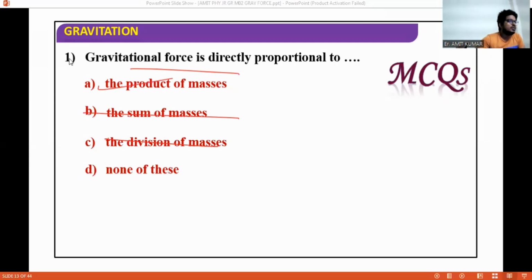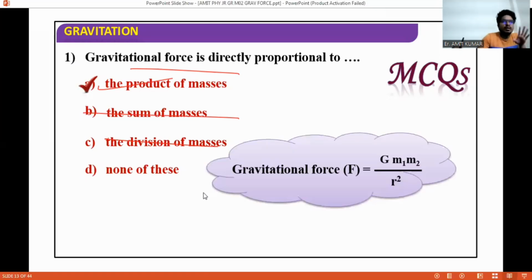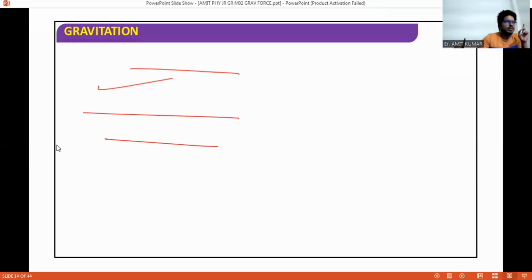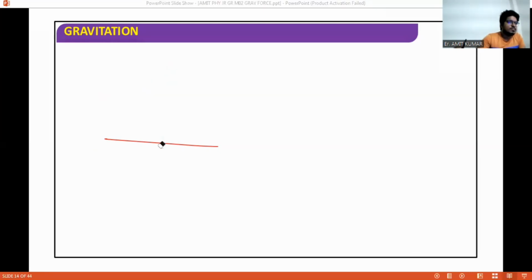We already completed all this, or you already know. It is proportional to M1 and M2. So I hope everything is clear up to here. Anyone having any type of doubt, you can ask me your doubt.